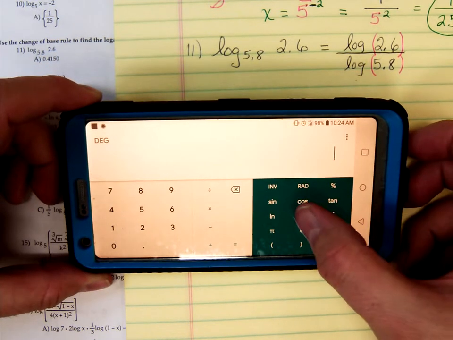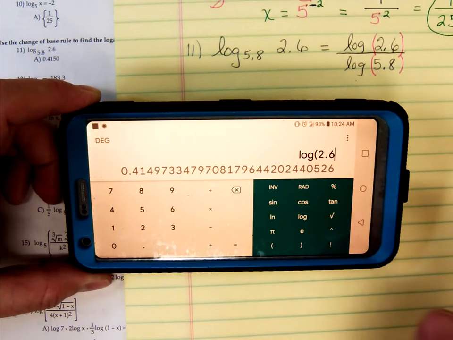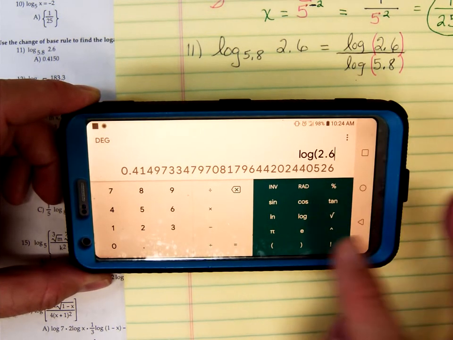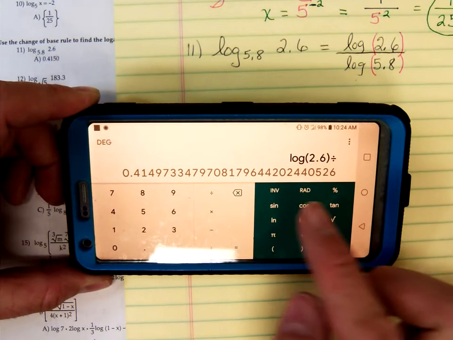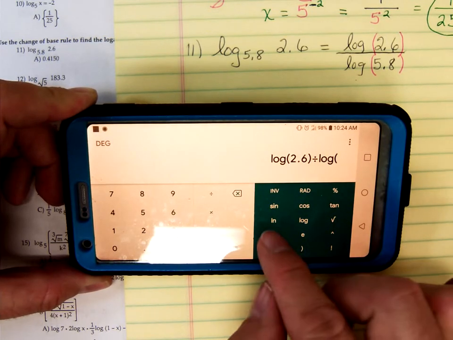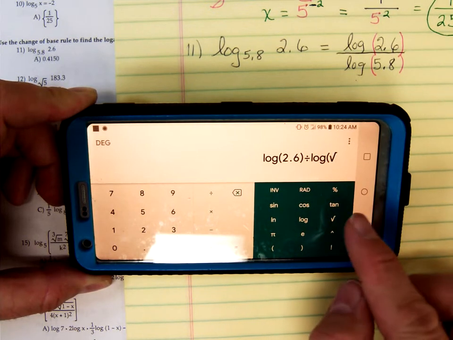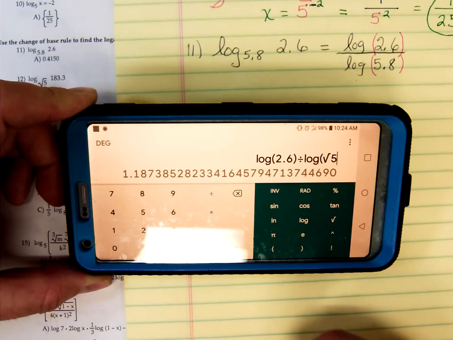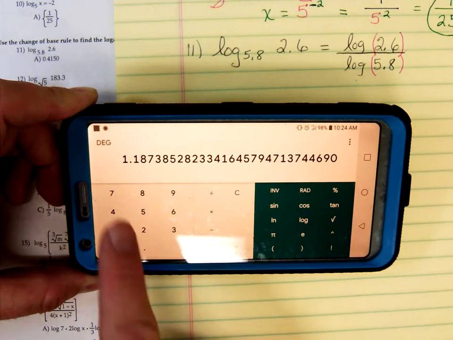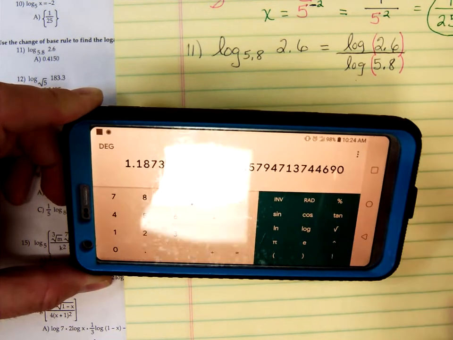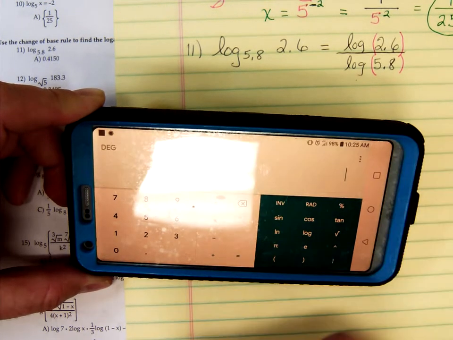I'm punching in log, notice how it opened the parentheses, 2.6, close the parentheses, oops, then divided by log. Hey, this calculator does have an ln key. If you want to use that, that's fine. Square root of 5. On this calculator, if I don't close the parentheses at the end, it still gives me the correct answer. Oh, wait. I think I punched in the wrong numbers. I'm not going to stop the video and redo it. Let me do it again.